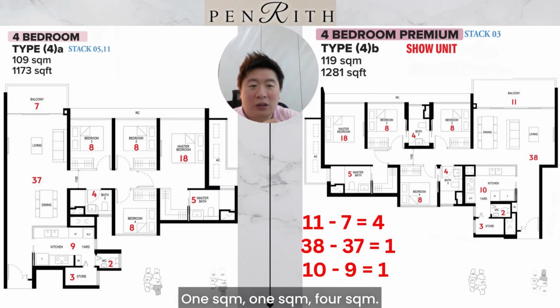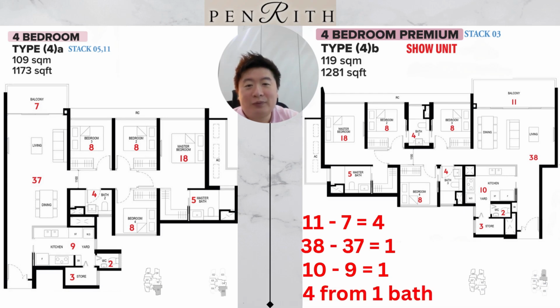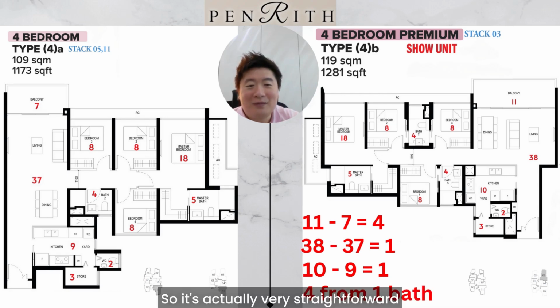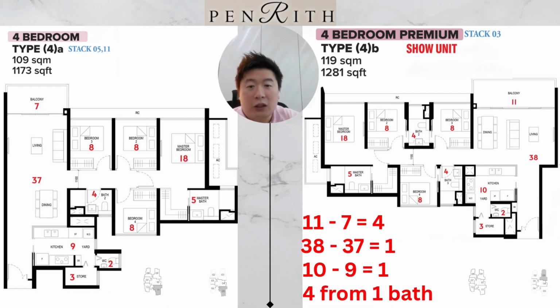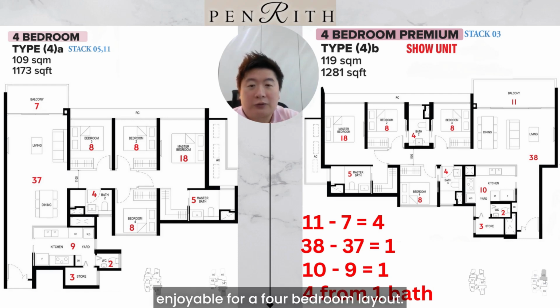1 square meter, 1 square meter, 4 square meter. And where's the other 4 square meter? One more bathroom. Yeah. So it's actually very straightforward for the 4 bedroom premium. But I think the biggest difference is the landscape view. Yeah, that landscape view is very, very enjoyable for a 4 bedroom layout.